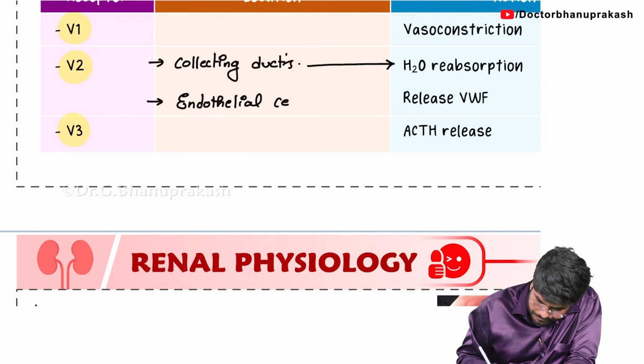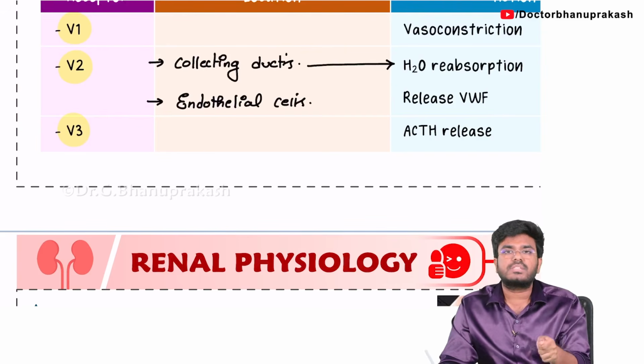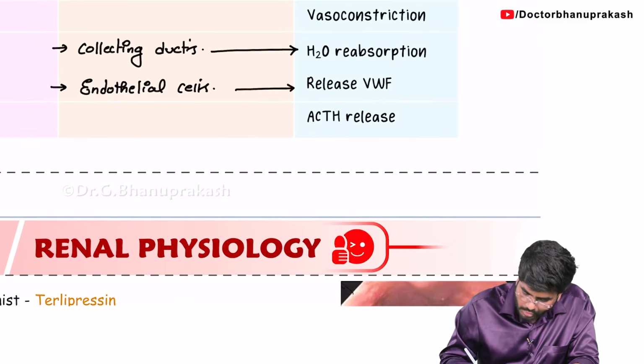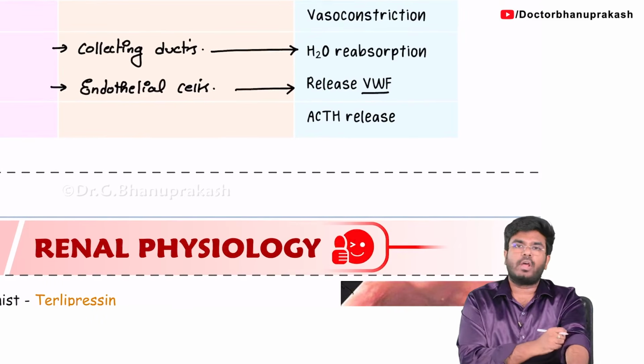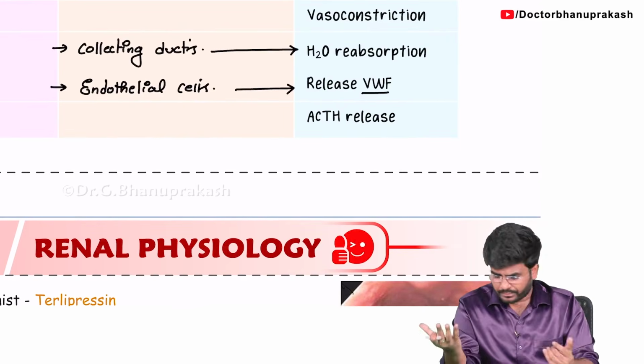When the V2 receptors on the endothelial cells are stimulated, these endothelial cells will release von Willebrand's factor, which helps in clotting. Von Willebrand factor helps in platelet adhesion, later platelet aggregation, later clot formation.